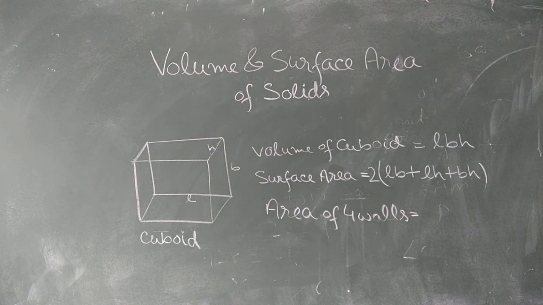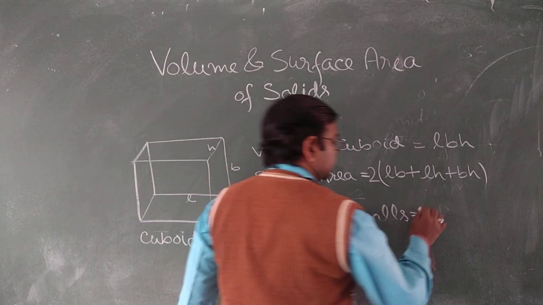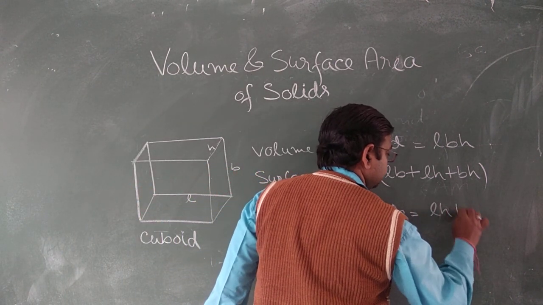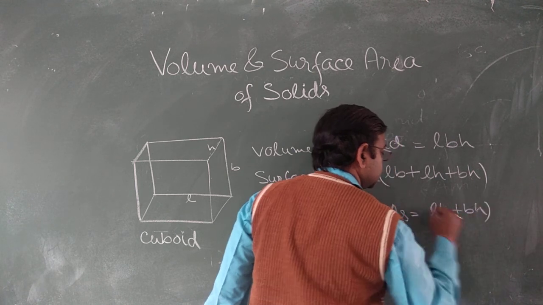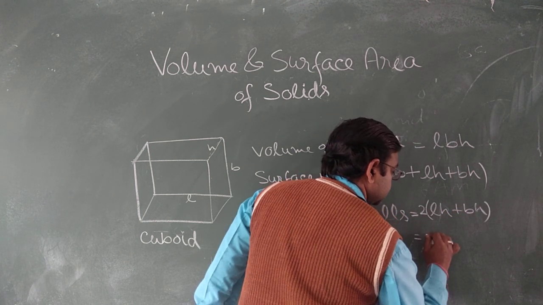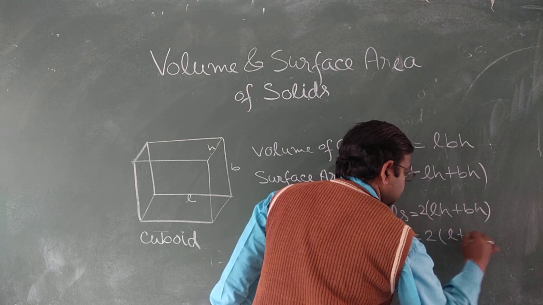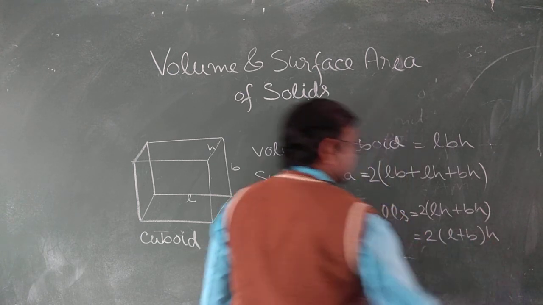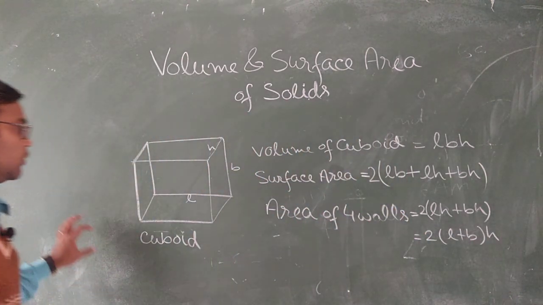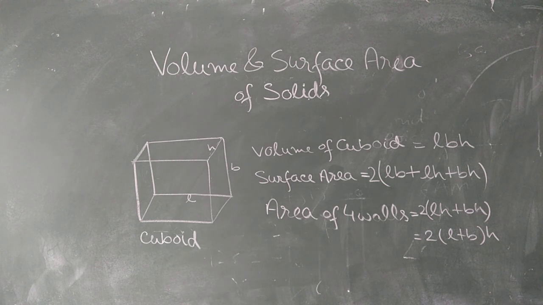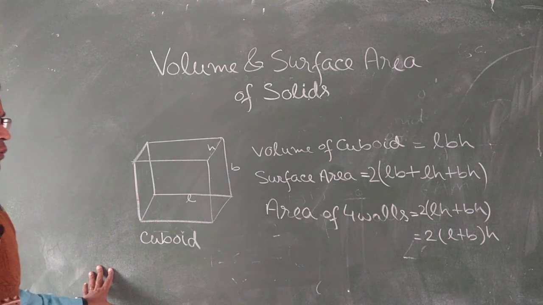This one is also known as your lateral surface area. In this case, how do we find it out? We can easily find it. We can say it's L into H plus B into H, and these two are in pairs. So 2 into (L plus B) into H. This is the formula for finding the area of the four walls of the room.